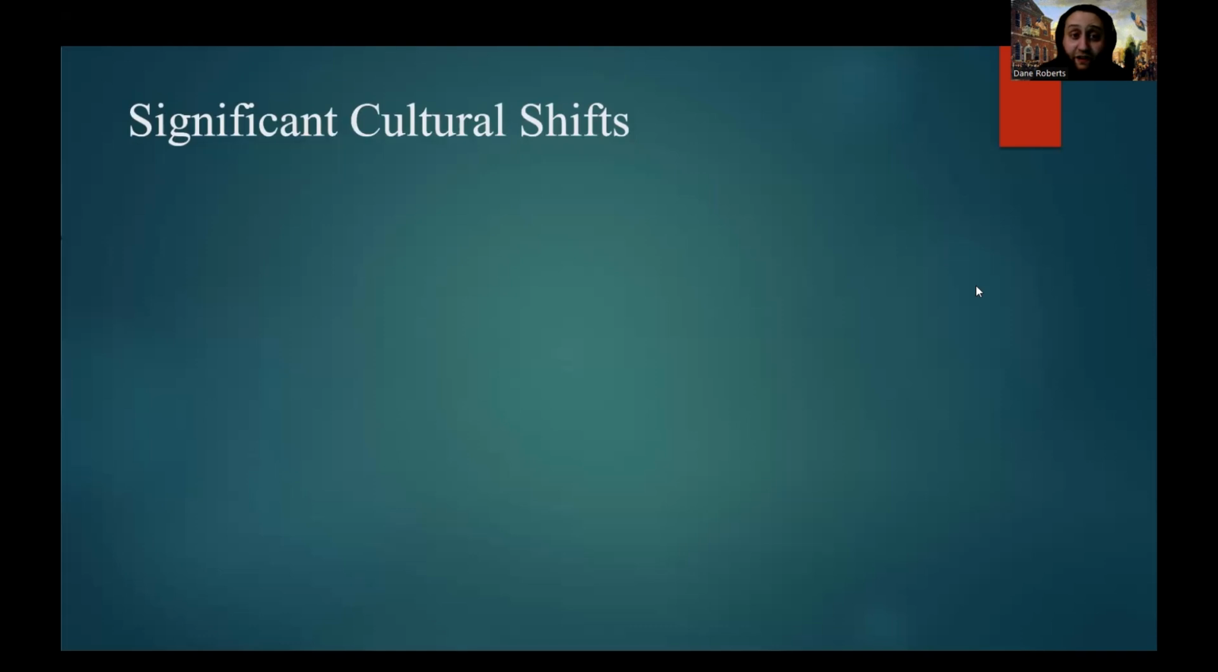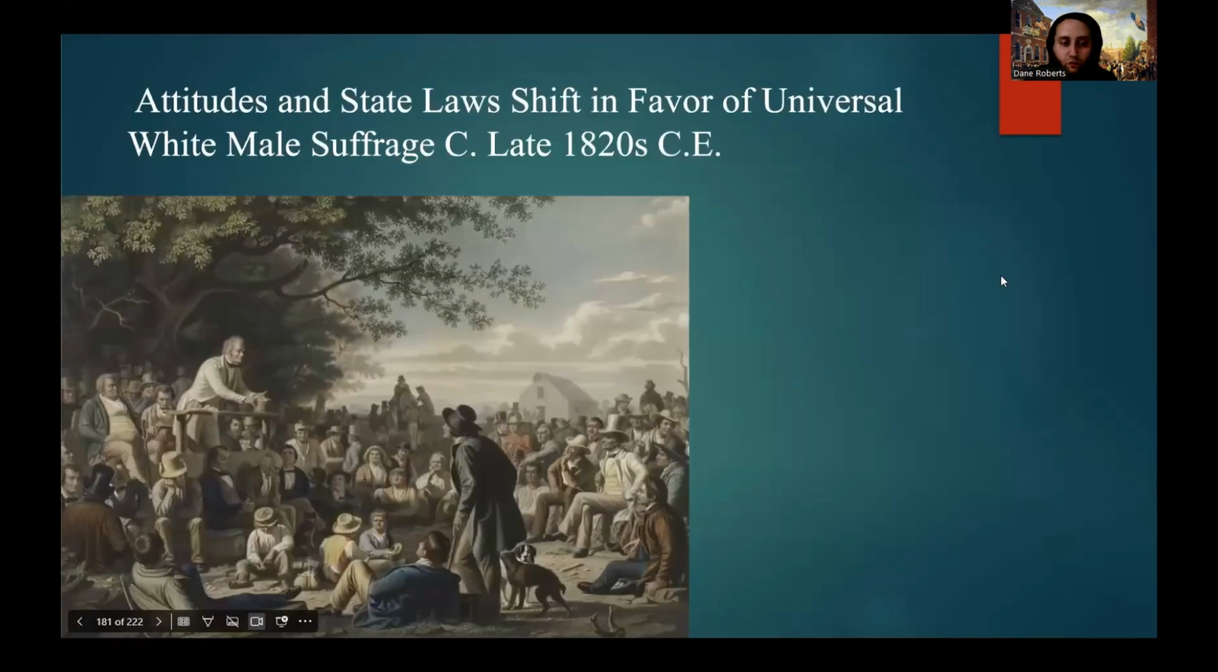Which now brings us to our next section, significant cultural shifts during the Jacksonian era. With the first and most well-known cultural shift of the Jacksonian era being the shifting of attitudes and state laws in favor of universal white male suffrage starting in the late 1820s CE.